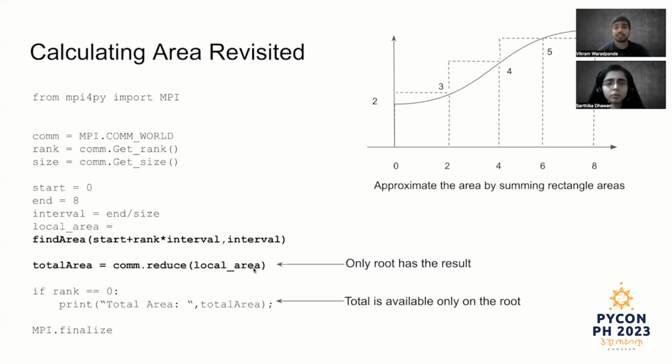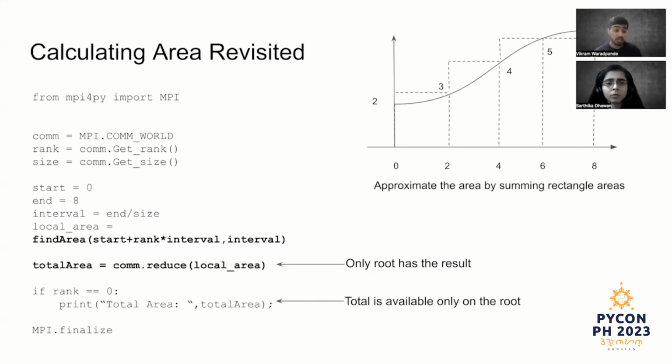When I do comm.reduce local area, every process will execute this, of course, but only the root process would have the result. By default, the root process is process number 0. So this total area variable would be populated only for root equal to 0. The default operation for reduce is sum. So it will sum up all the local areas of each of the processes and give that result only to the process with rank equal to 0. For others, total area would be undefined.